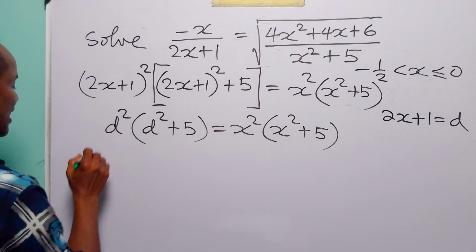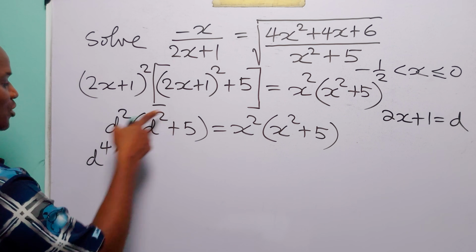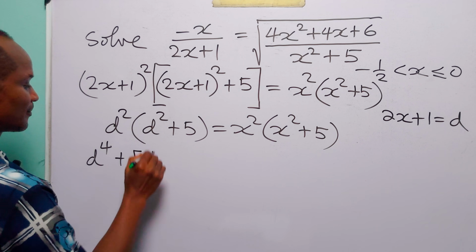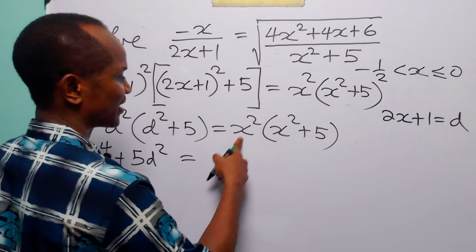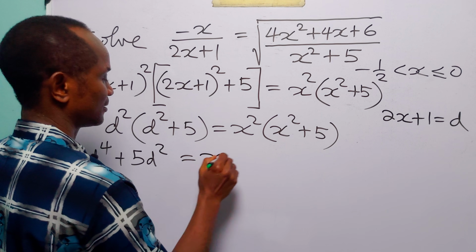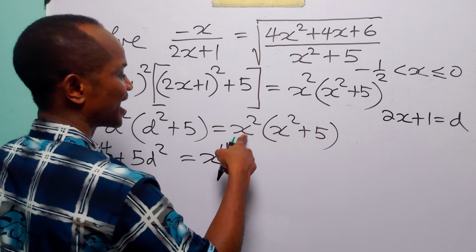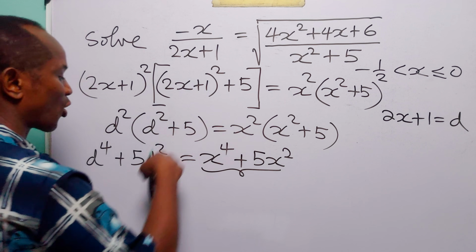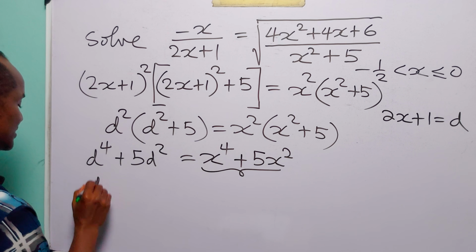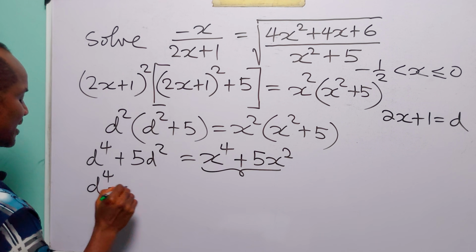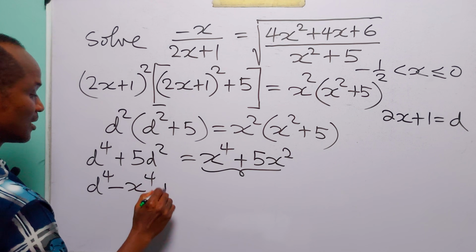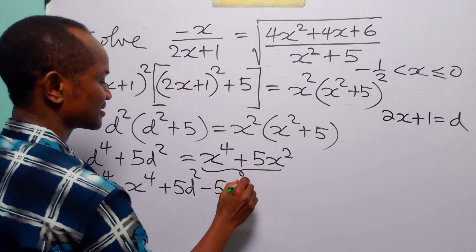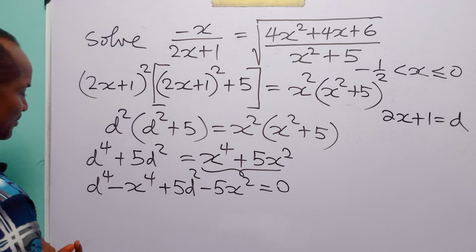Now, opening this bracket, we have d to the power 4 plus 5d squared. And opening this bracket, we have x squared times x squared, that is x to the power 4 plus 5x squared. Now, moving these two terms over to the left-hand side, we have d to the power 4 minus x to the power 4 plus 5d squared minus 5x squared is equal to 0.